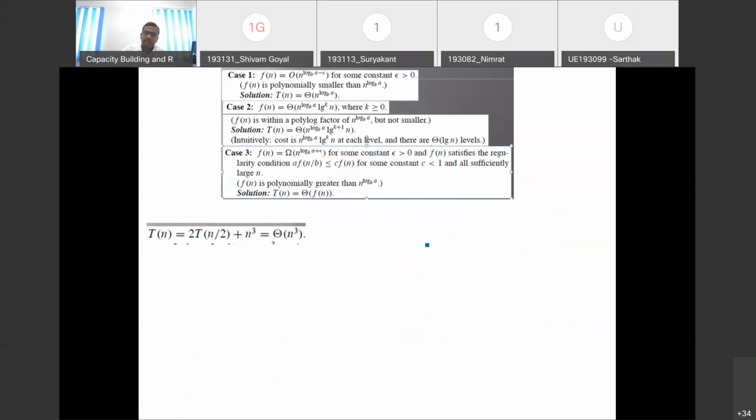That is T(n) = 2T(n/2) + n³. So again a is equal to 2, b is equal to 2, f(n) is equal to n³. So we need to compare n raised to the power log 2 base 2 and n³. So what will this be? n versus n³. Think and tell me, which case will apply?